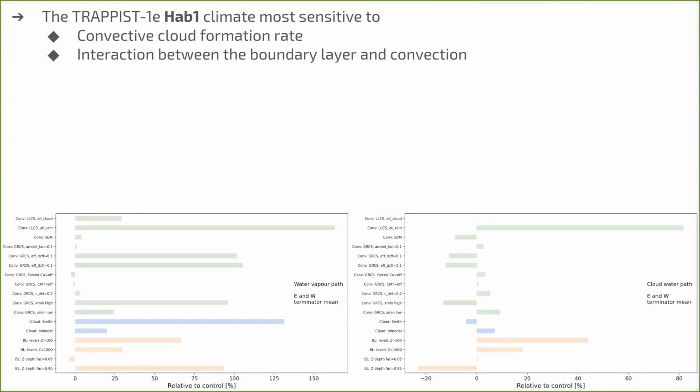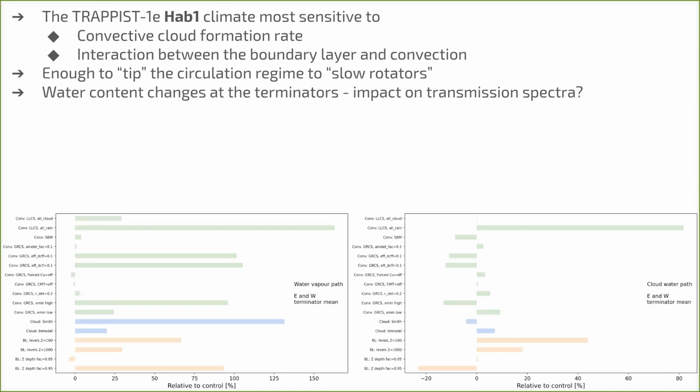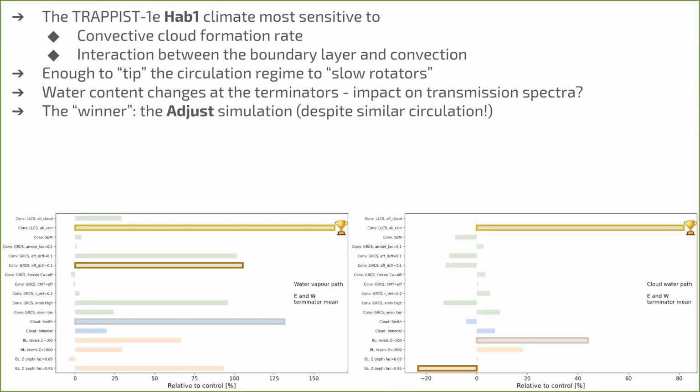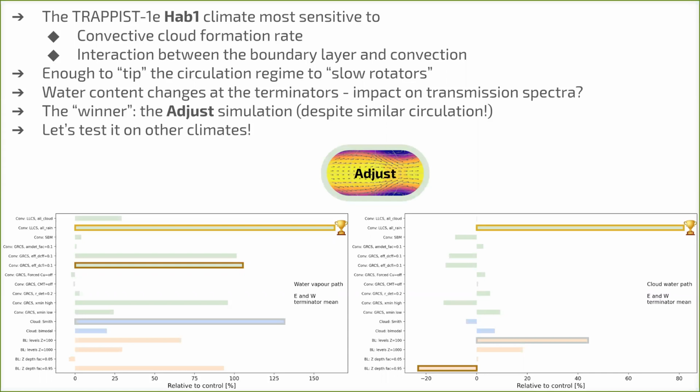So in a nutshell, the TRAPPIST-1e Hab1 climate seems to be most sensitive to the parameters controlling the convective cloud formation rate and the interaction between the boundary layer and the convection. Some of them are enough to tip the circulation regime from fast to slow rotators. And this results in water content changes at the terminators, which may have an impact on the transmission spectrum. And a winner in this competition, so to speak, is the adjust simulation. This is where we choose to simulate convection with the simple convective adjustment scheme. So let's apply it to other climates.